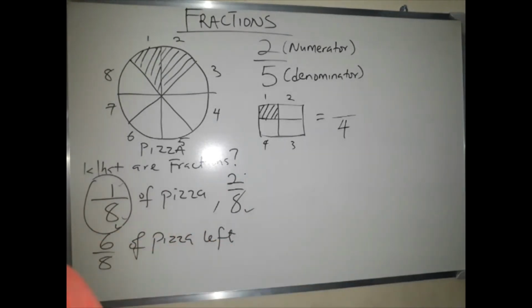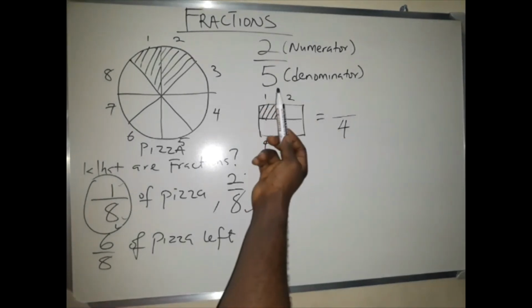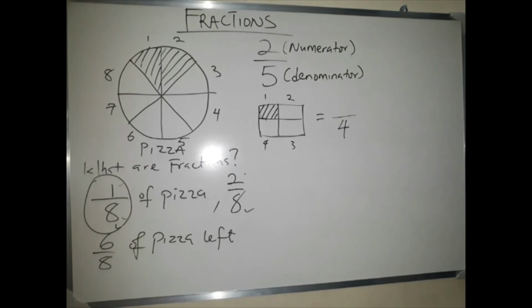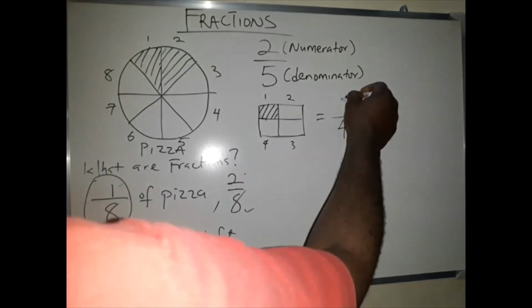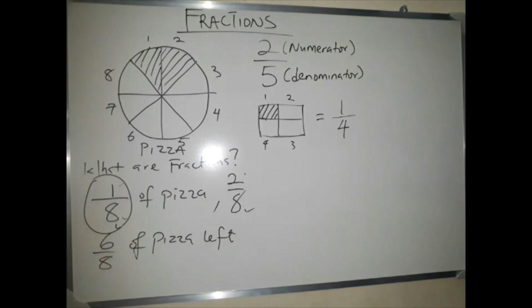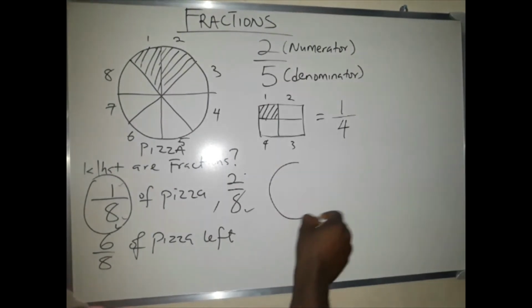Now, what is the value of the shaded portion? You can see that out of these 4 parts, only 1 has been shaded. So that one that has been shaded is the numerator. It's very clear.